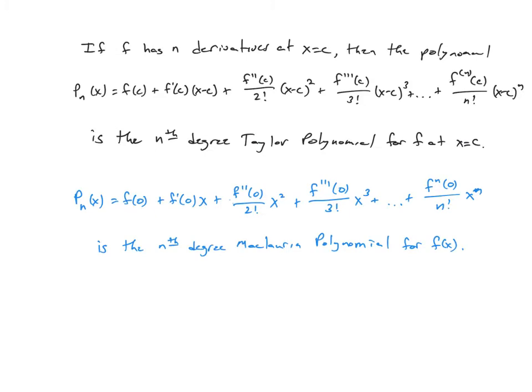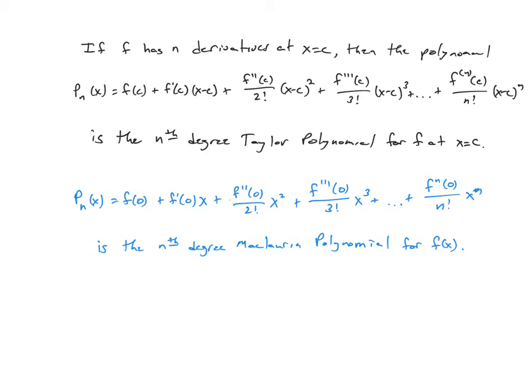So now we're going to go through and rewrite that polynomial, but using our expressions that we now know for the coefficients of the a sub n's. And so what we have is, if f has n derivatives at x equals c, then the polynomial p sub n of x equals f of c plus f prime of c times x minus c plus f double prime of c over 2 factorial times x minus c squared plus f triple prime of c over 3 factorial times x minus c to the third, all the way down to the nth derivative of f evaluated at c over n factorial times x minus c to the n. This is an nth degree Taylor polynomial for f, which is centered at c.